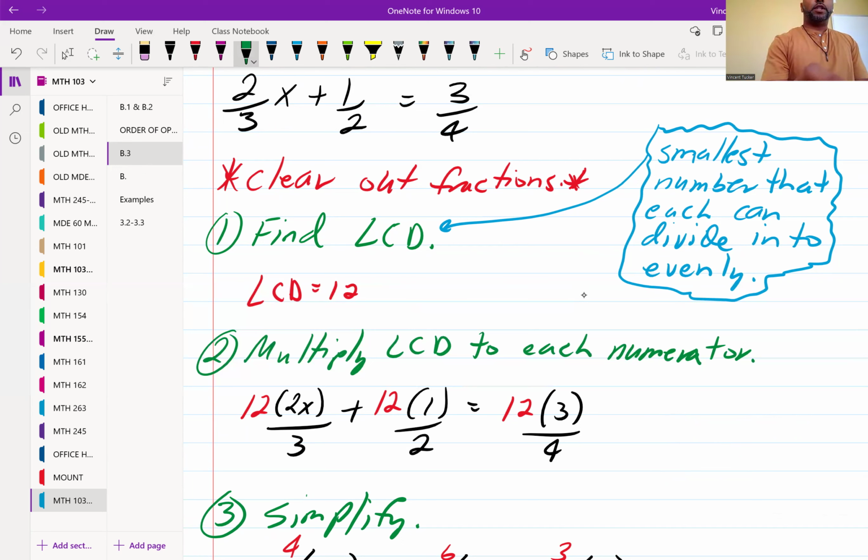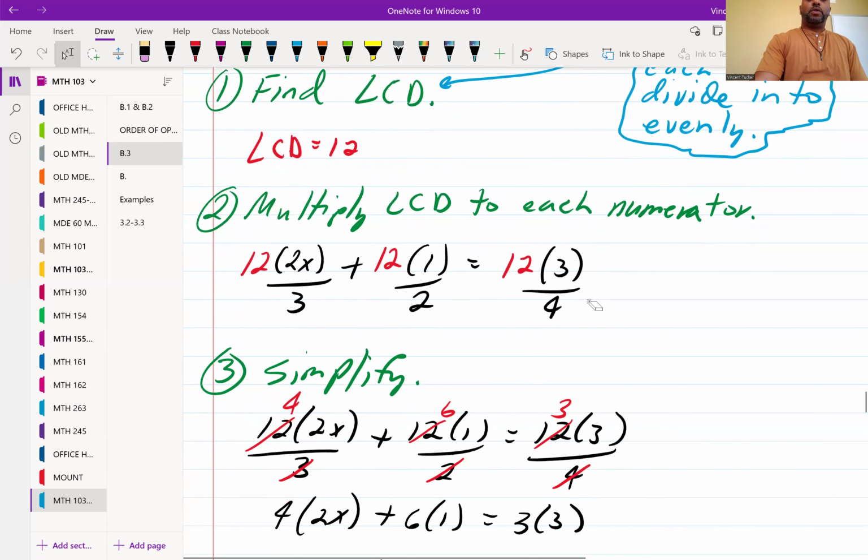Because that's the smallest number that 3, 2, and 4 can divide into evenly. So in other words, 3 can divide into 12, 2 can divide into 12, and 4 can divide into 12. And like I was saying, you didn't necessarily have to use 12, you can use 24, as long as 3, 2, and 4 can divide into this number. So we could use 48. It's just that the larger the numbers you use, the larger the numbers you have to deal with. So that's why we always say we look for the smallest if we can find it.